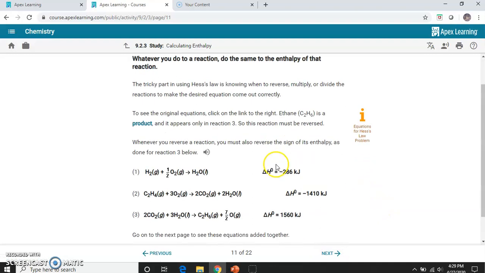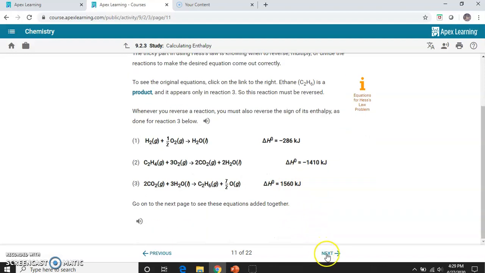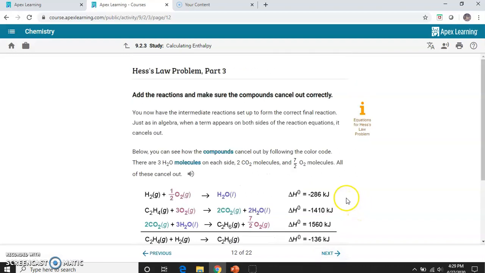The tricky part is to know when to reverse, and when to multiply or divide the reaction so that it comes out correctly. In the original equation, the ethane, C2H6, is a product, and it only appears in reaction 3, so this reaction has to be reversed. When we reverse a reaction, you have to change the sign of the enthalpy, whether it was positive to negative or negative to positive. I'll show you a little bit more in the PowerPoint coming up.